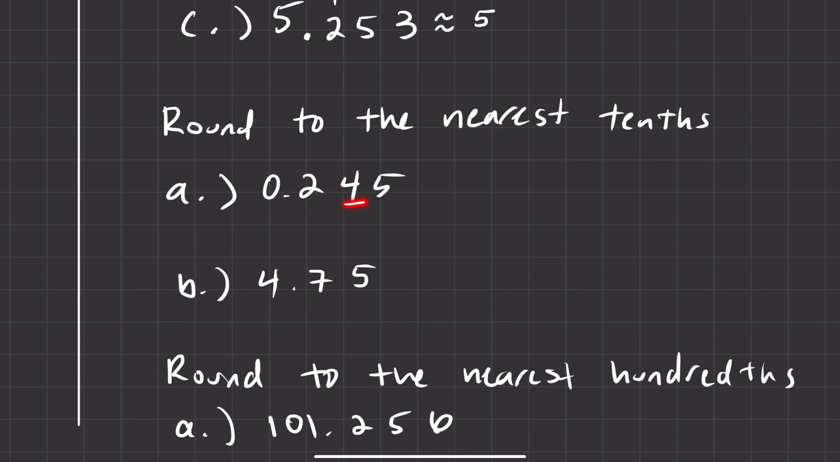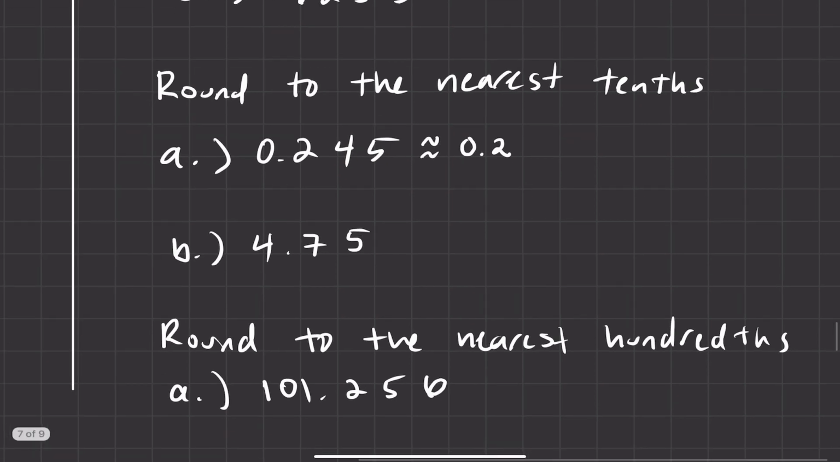Since 4 is not 5 or more, this 2 here is going to remain the same. So it's approximately 0.2, and then these numbers here, they go away. So it's approximately 0.2.